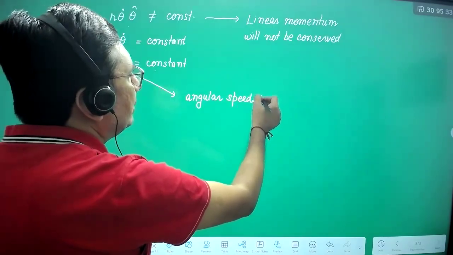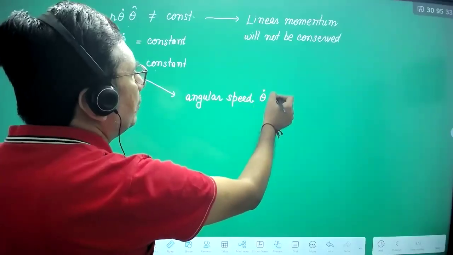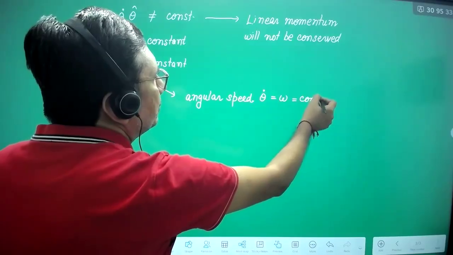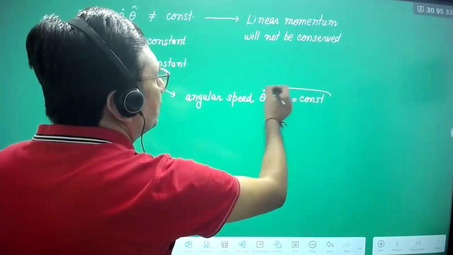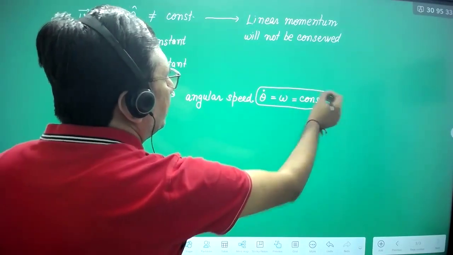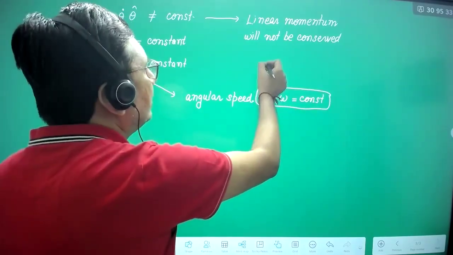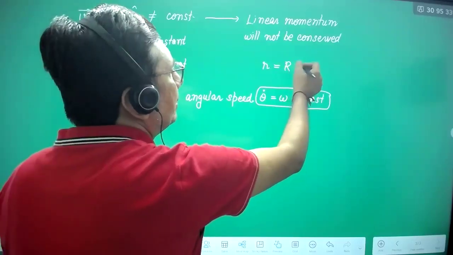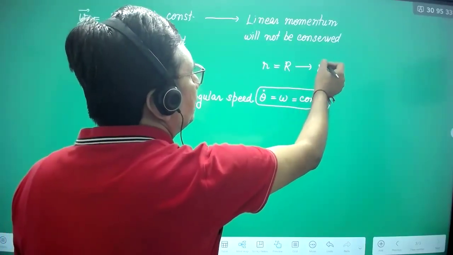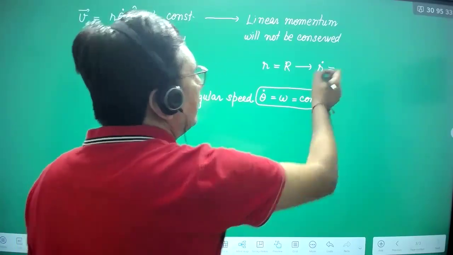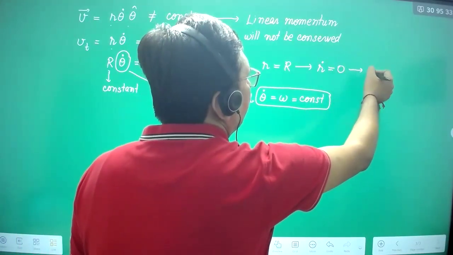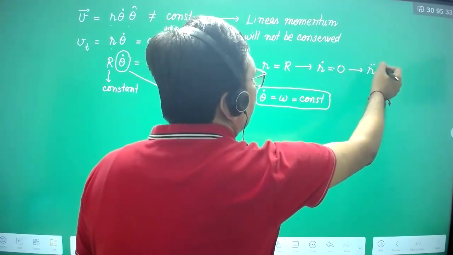Theta dot is equal to omega. This is also a constant. So what we are saying here is that the radial distance of the particle is constant. We are saying R dot is 0, not constant, and R double dot, if you find out, is also 0.